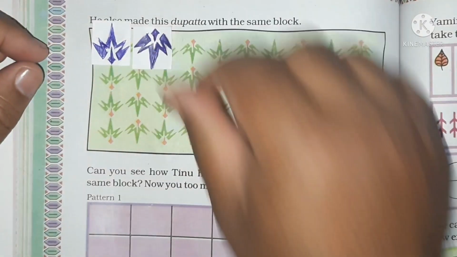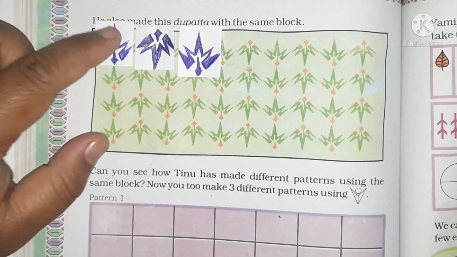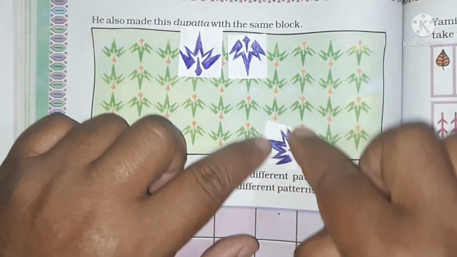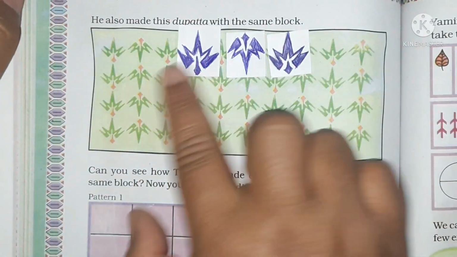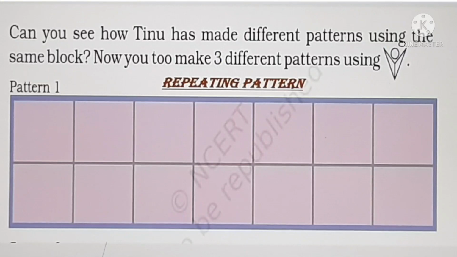And in the second, he kept it in an upward direction to get this design. Again downward. Again, he kept it in an upward direction. Again, in a downward direction to get this beautiful pattern on the dupatta. See how different patterns were made with the same block. Now let us read this.